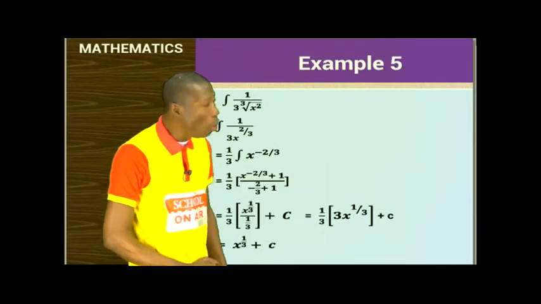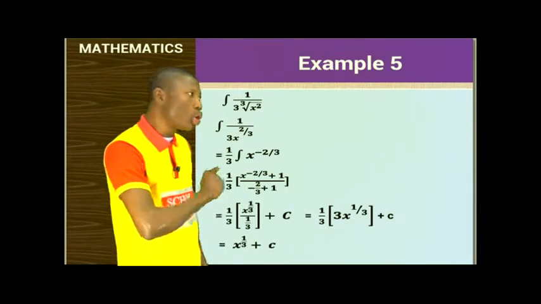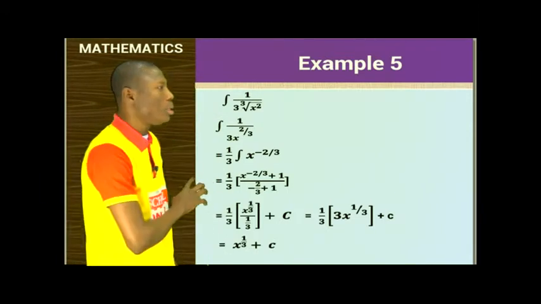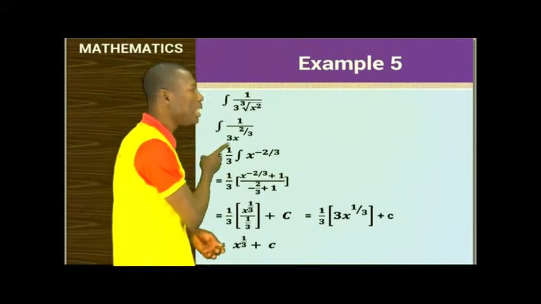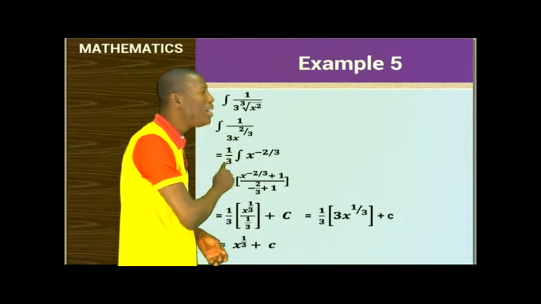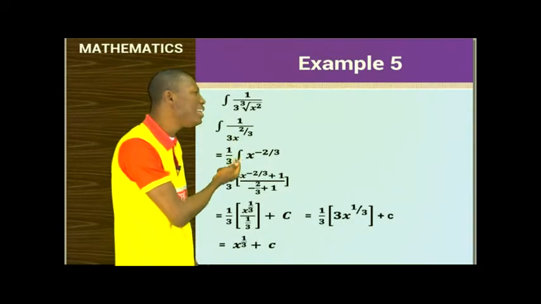Now this is another one. Integral of 1 all over 3 cube root of x squared. Before you can solve this question, you need to rewrite it in another form. Then this one is equal to 1 all over 3x raised to power 2 over 3. Then I can rewrite it again.